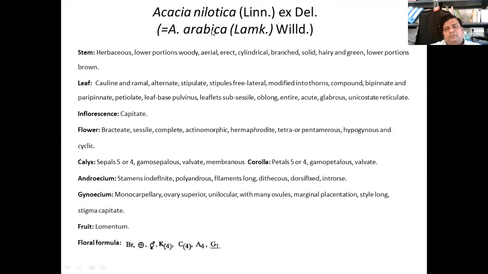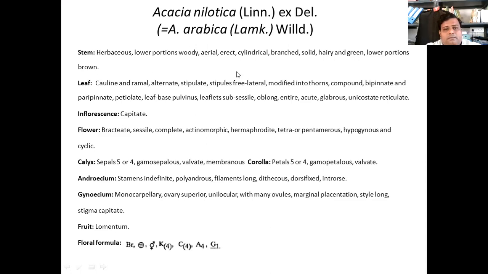We'll discuss a single species of this family. You have to write this down in your practical books. Acacia nilotica. The characters are: stem herbaceous, lower portion woody, aerial, erect, cylindric, branched, solid, hairy or green. Lower portion is brown. Leaves are cauline and ramal, alternate, stipulate, stipules free, lateral, modified into thorns, compound bipinnate and paripinnate, petiolate, leaf base pulvinate, leaflets subsessile, oblong, entire, acute, glabrous, unicostate reticulate. Inflorescence capitate, bracteate, sessile, complete, actinomorphic, hermaphrodite, tetra or pentamerous, hypogynous and cyclic.